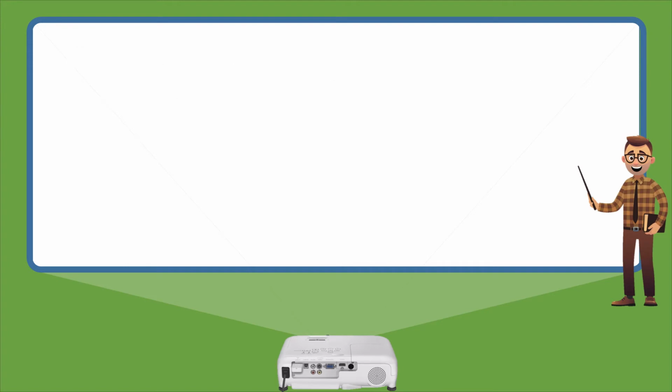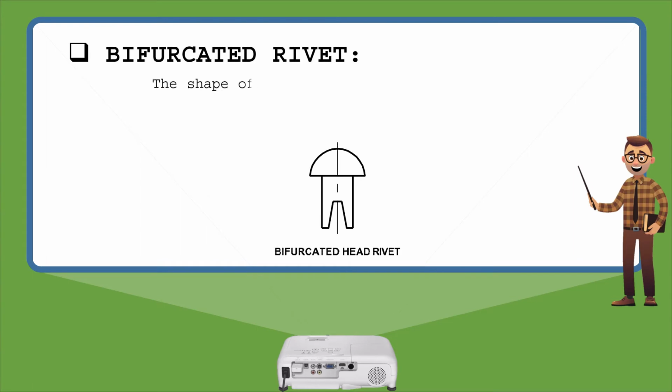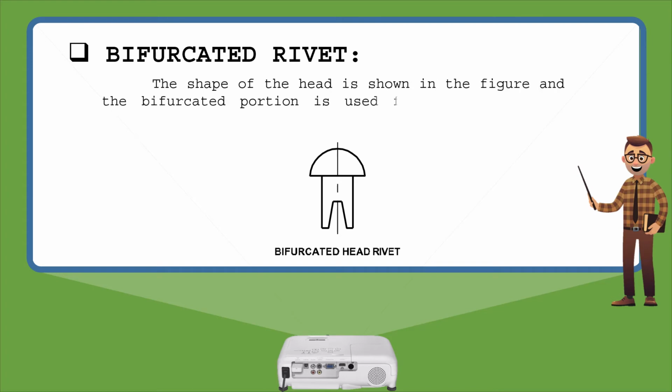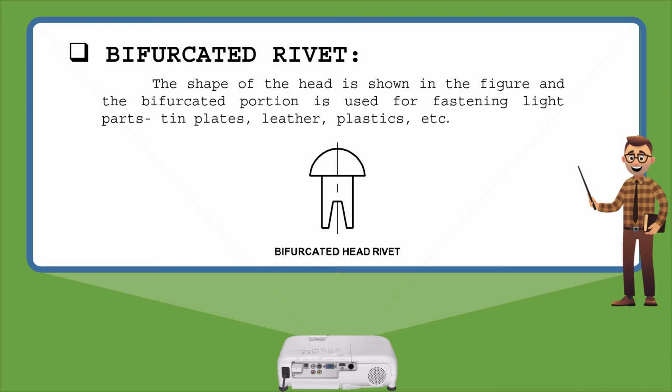And the last type is bifurcated rivet. The shape of the head is shown in the figure, and the bifurcated portion is used for fastening light parts, tin plates, leather, plastics, etc.